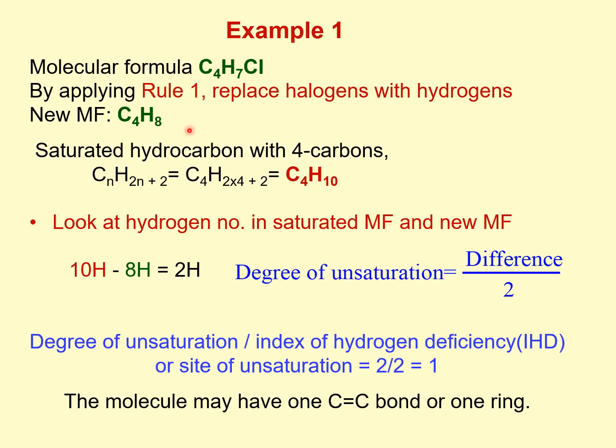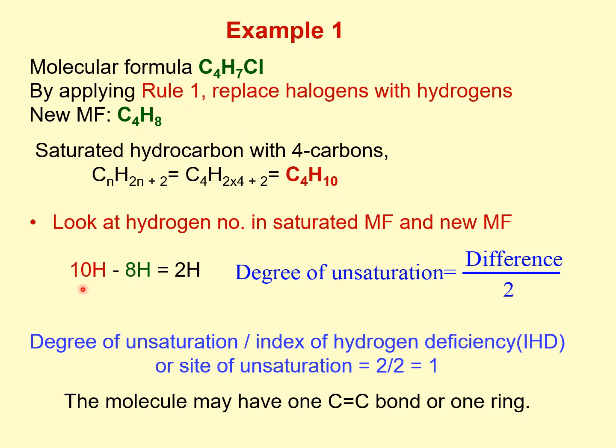Let us see the first example with molecular formula C4H7Cl. By applying rule number 1, chlorine will be replaced by 1 hydrogen atom. You will get the new molecular formula C4H8. The molecular formula of a saturated hydrocarbon with 4 carbons is C4H10. In order to calculate the degree of unsaturation, you have to look at the hydrogen number of the saturated analog and the newly generated analog.